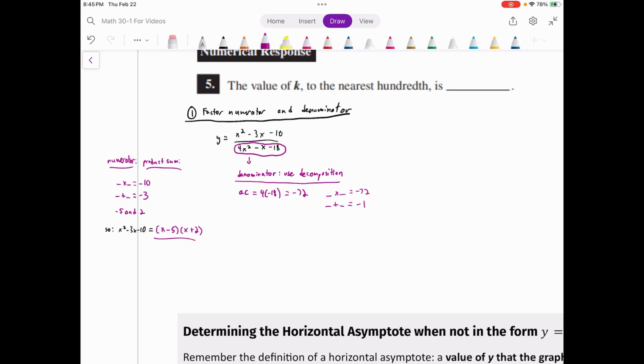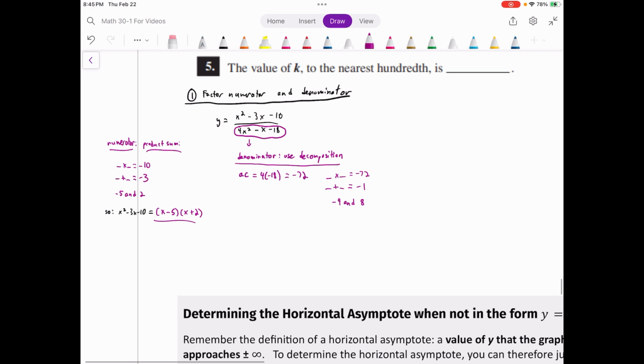When in doubt, don't forget you can always just start listing the factors of 72. But one that comes to mind for me, 72 is 9 times 8. And hey, 9 and 8 are separated by 1. So if we did negative 9 and positive 8, that would work pretty well, right? That would equal negative 72 multiplied and negative 1 when added. Now this is decomposition, so we're not done. We actually have to do the decomposition part, right?